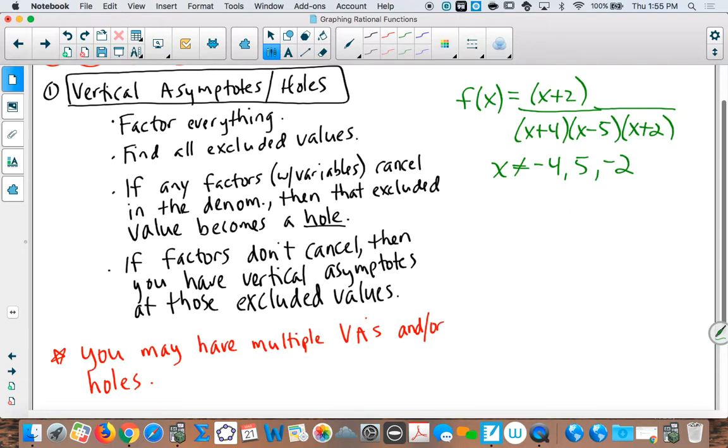So now we're going to look, do any factors cancel? The x plus 2's actually cancel out, that means the negative 2 will give us a hole. And if you're going to plot a hole, you need its full ordered pair. So x is negative 2. To find the y value, you're going to plug into your function, but plug into the simplified function. Otherwise, you're going to get something undefined, right?